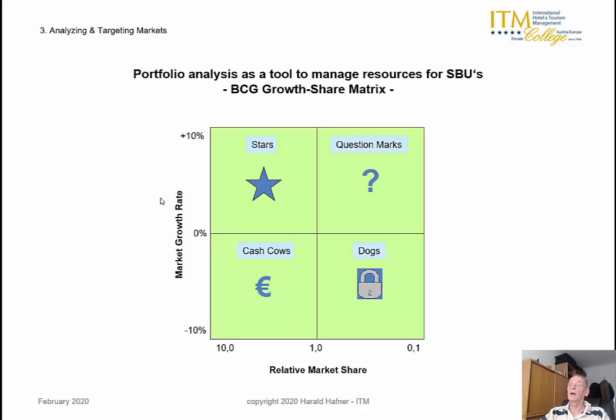On one hand, we have the market growth rate, which expresses the market attractiveness of a business. There is one factor: the higher the market growth rate, the more attractive a business or a market is. The lower the market growth rate, the more unattractive a market is. The market growth rate thereby describes the market attractiveness either being high or being low.